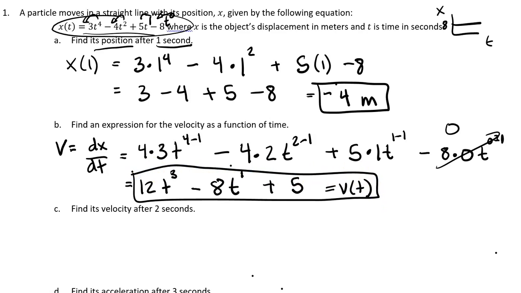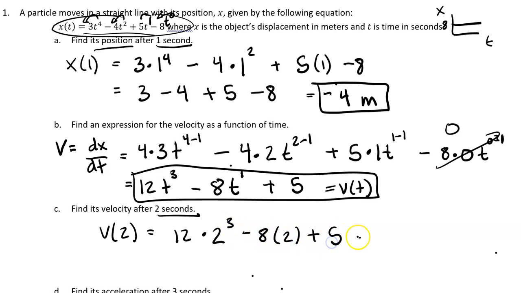Cool. So now for C, it asks for it at 2 seconds. We can just plug that into the function we just got. So v of 2 is just 12 times 2 cubed minus 8 times 2 plus 5. When I plug this into my calculator, I get 85 meters per second. Cool. Let's go ahead and look at the next one.